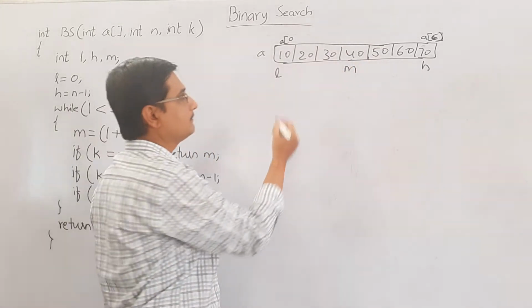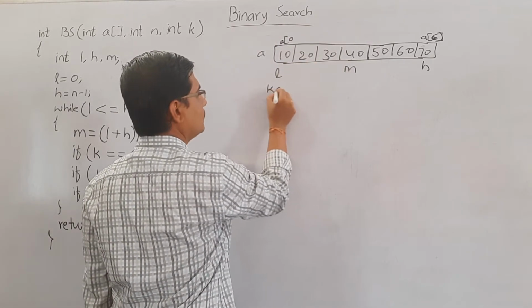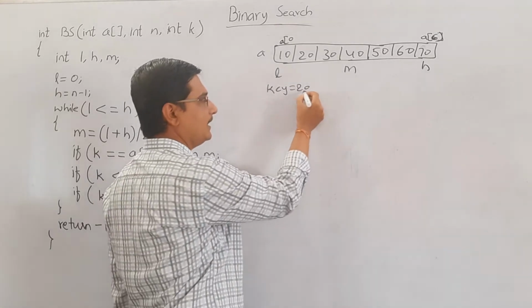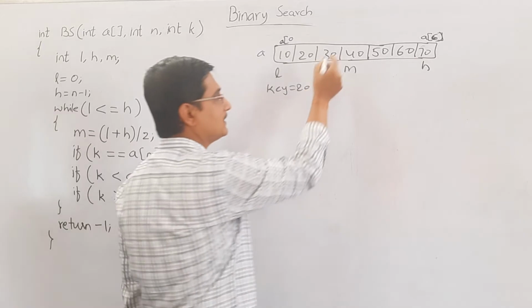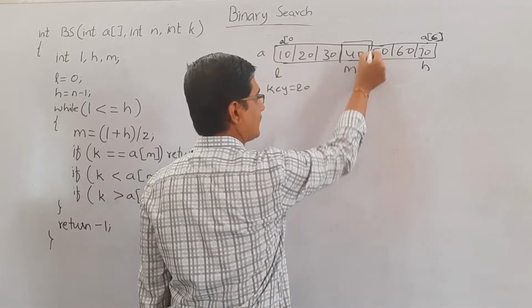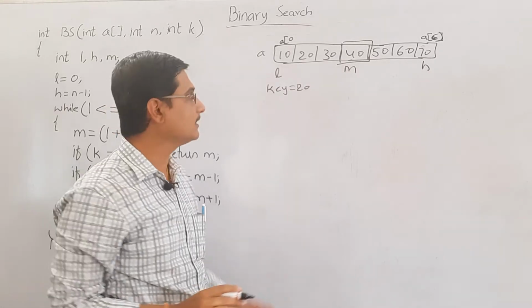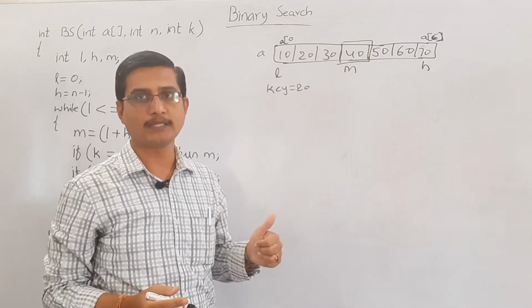Say the key is 20. Assume that key is equal to 20. Now this key is matched with the middle of the given array. What is the middle of the given array? This is the middle of the given array. If it is matched, then it is a successful search. Then there is no need of searching further. So in only one iteration, we have got the element.